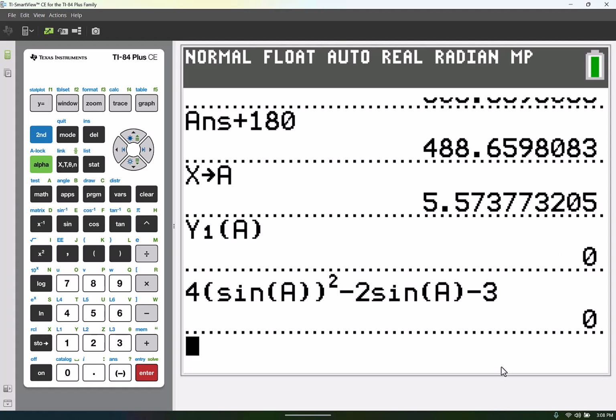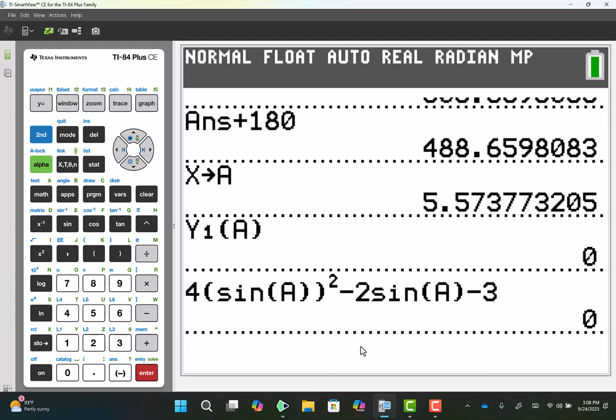Do you guys see how everything's coming together? Did you guys know about all these little features with the calculator? But now you do, though, right? Now you do. Use your calculator, guys.